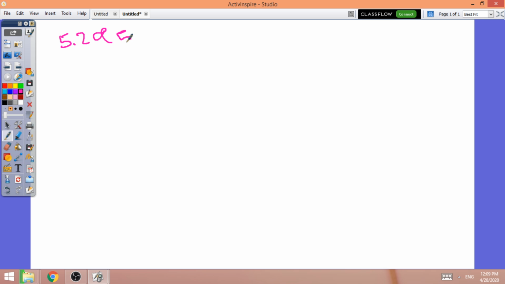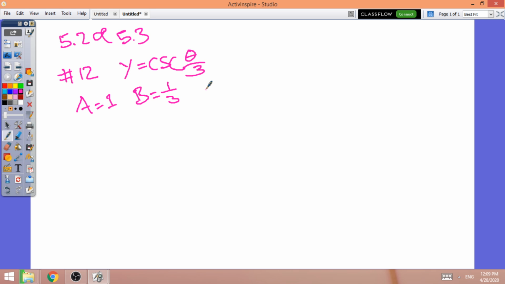and 5.3 study packet. So number 12, this one is showing y equals cosecant of theta over 3. So we do know that's a basic form. First thing you want to find out is the value of a, which is 1, the value of b, 1/3. And so the period is 2 pi over 1/3, or 2 pi divided by 1 over 3, which is 6 pi. And we do know that's cosecant. It's based on the reciprocal function of sine.